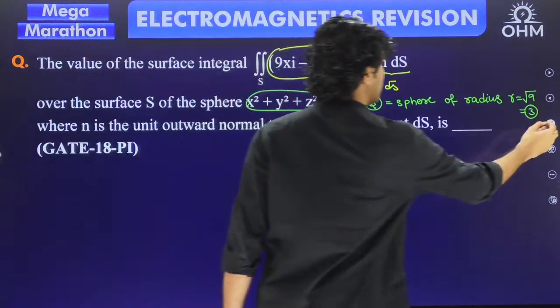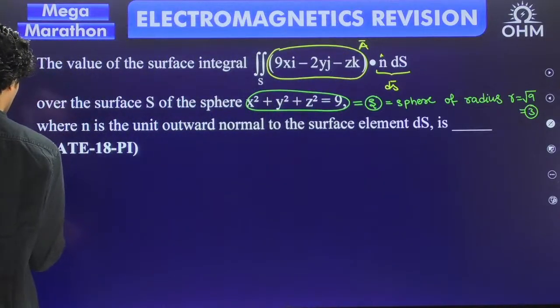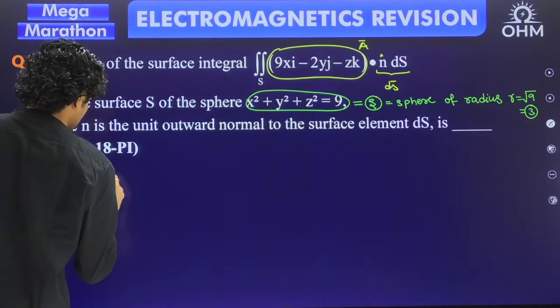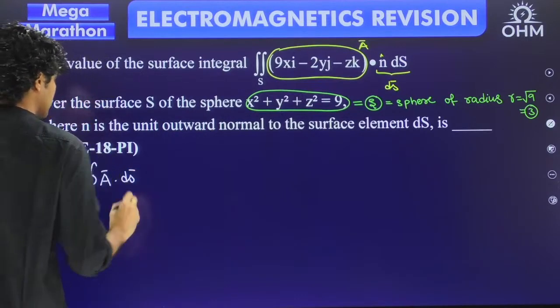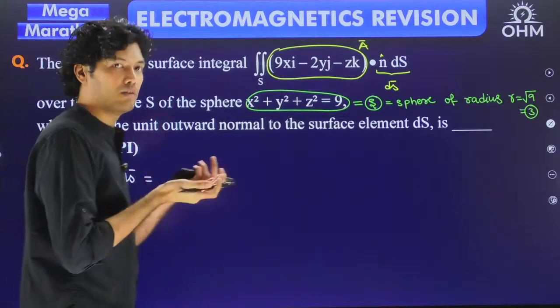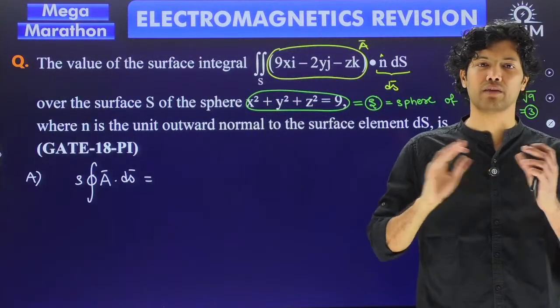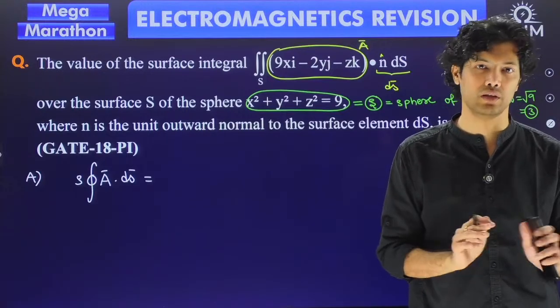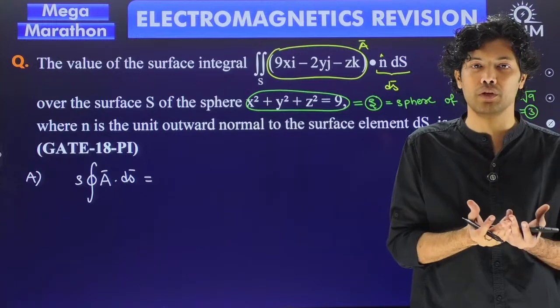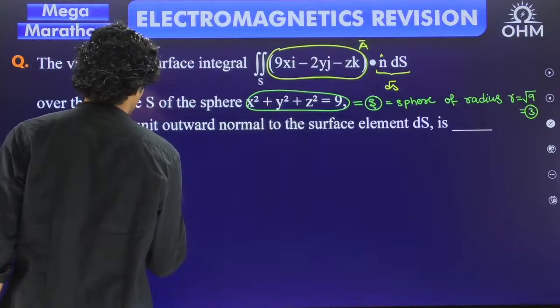So the examiner told us to calculate integration of A bar dot dS bar over a closed surface. Whenever you take a sphere, is it a closed surface or an open surface? Just like a basketball, let's say. A basketball is a spherical surface, right? Is it open or closed? It is closed, because it encloses a volume, 100% yes. So I have to solve it by using the divergence theorem.